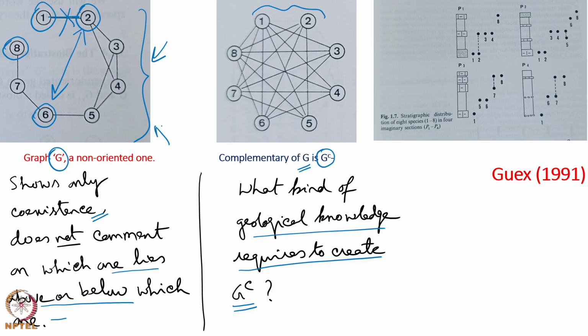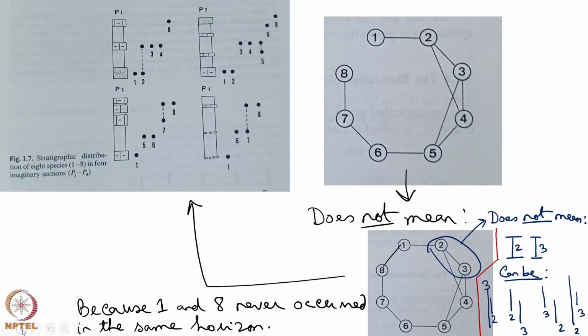Once you look at this one and that one, in the same slide I have kept again the same 4 vertical successions, so that you can compare easily. And we need to emphasize, this graph does not mean, let us say 2 and 3 I take and they are connected, that they appeared and disappeared from the earth at the same time. No, it does not guarantee. This is possible, that is possible, this is possible, and also this is possible.